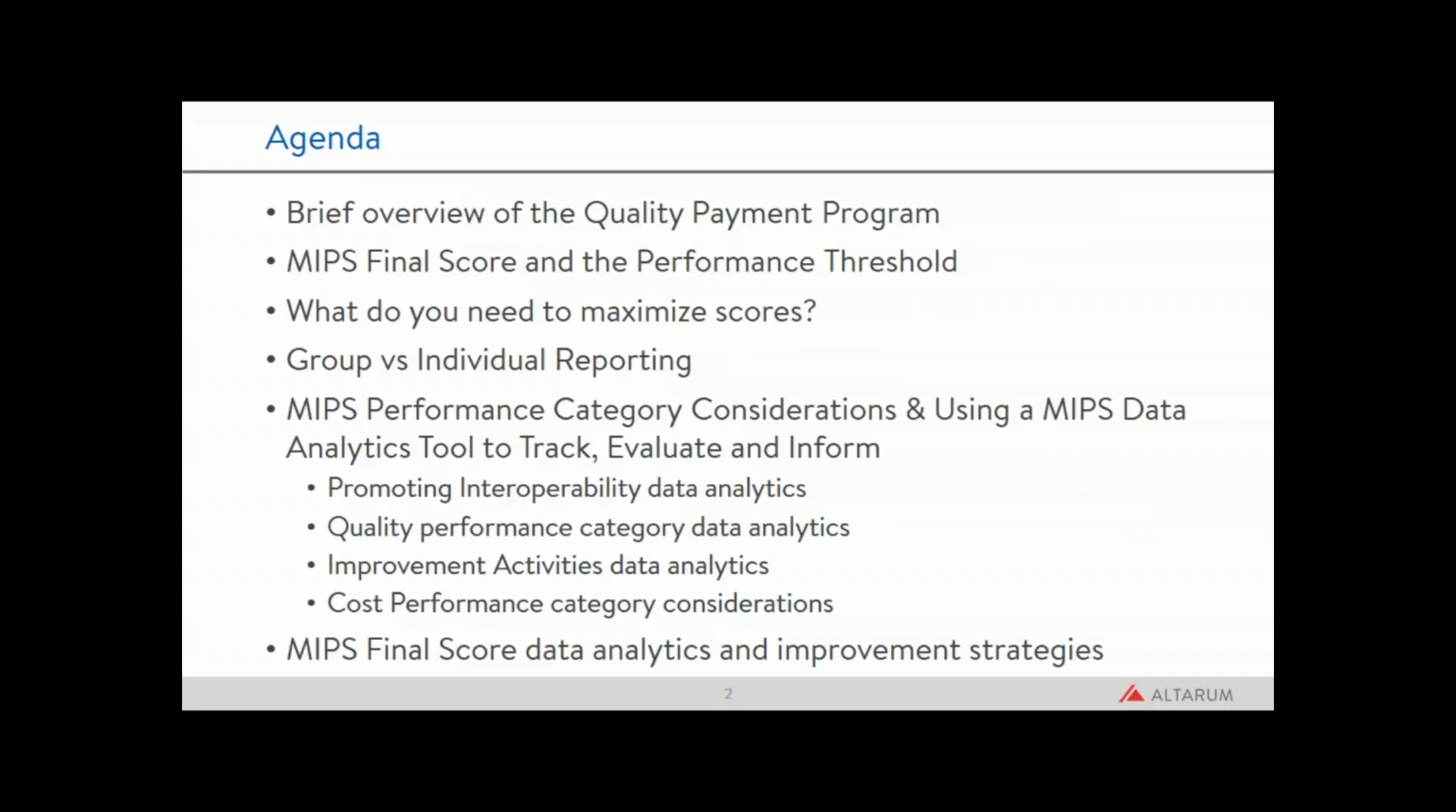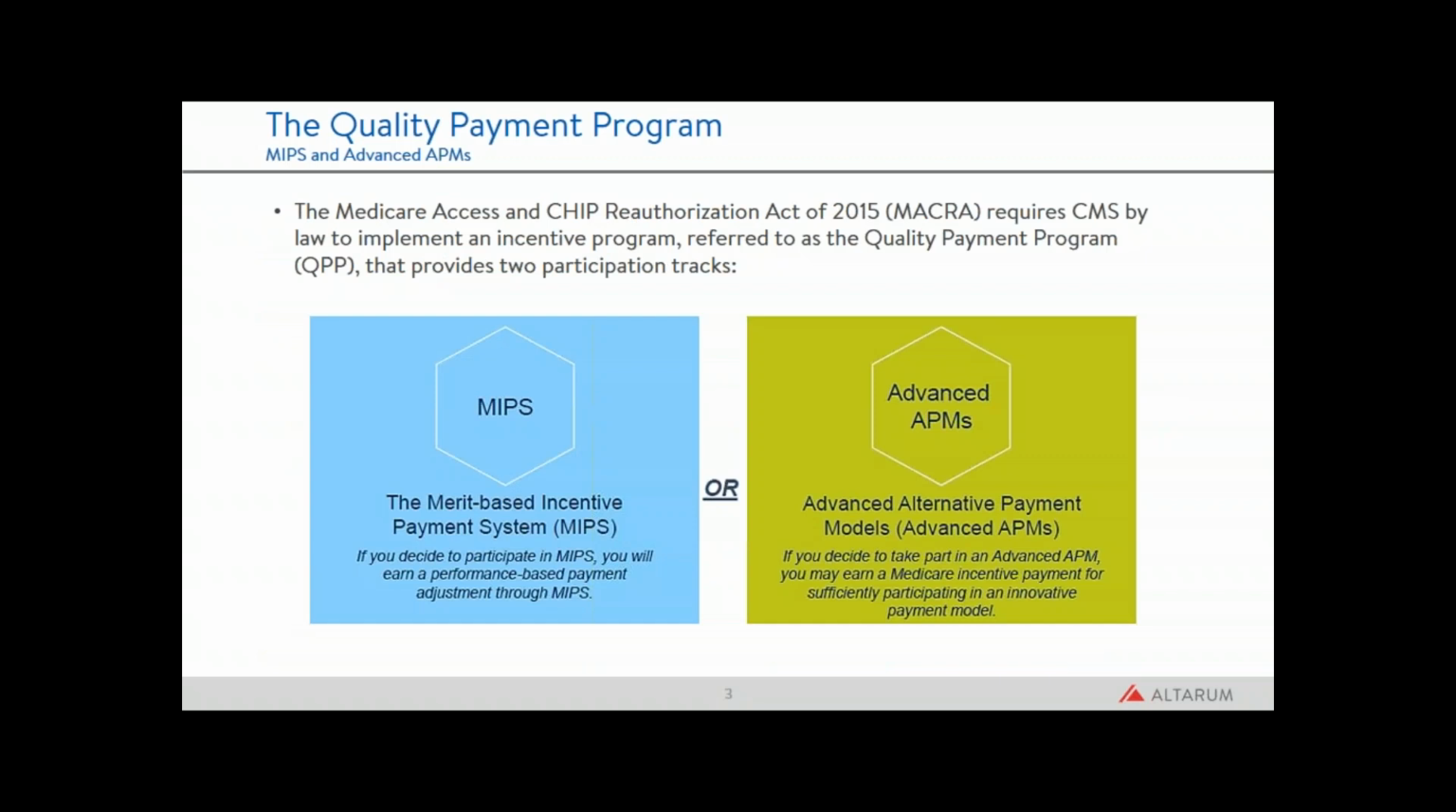Today, Bruce and Jacob will provide a brief overview of the Quality Payment Program, the MIPS final score, its relation to the minimum performance threshold needed to avoid a penalty, and what participants need to understand their performance while improvements can still be made. From there, they will take turns discussing various topics within the Merit-Based Incentive Payment System, including how to determine if participants should individually or group report, the 4 performance categories, and the MIPS final score, providing considerations and best practice advice based on program experience and informative data analytics. Following the presentation, we will take time to answer any questions posed by the attendees. With that, I will turn things over to Bruce.